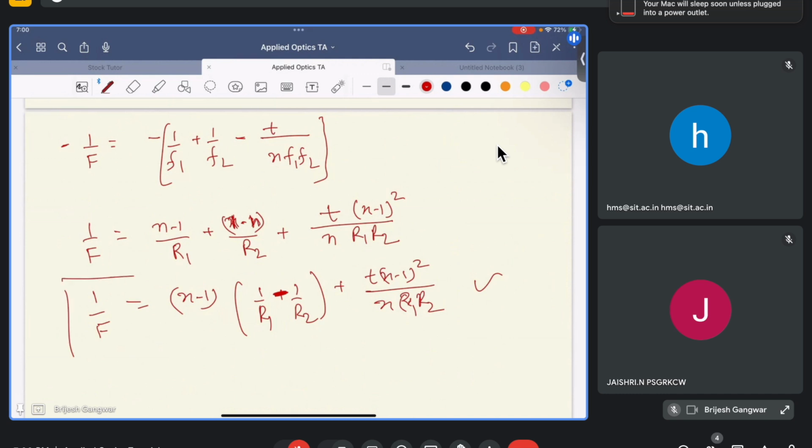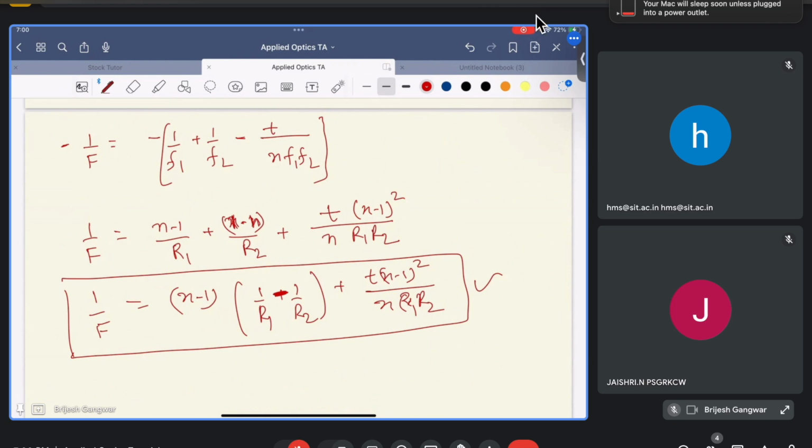Do you find the same answer? So do you find the same answer or not? One second, I have to plug in my laptop.